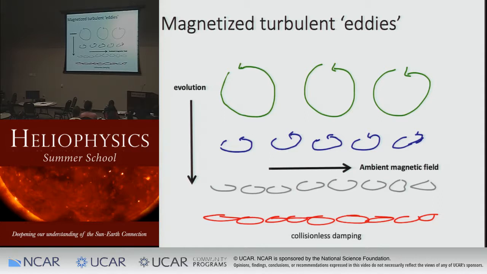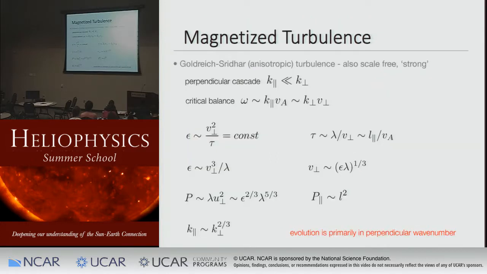So in a magnetized plasma, the eddies evolve. So again, we have the evolution in this direction, but they become more elongated along the magnetic field as they evolve to smaller scales. So in the end, you have a smaller wavelength perpendicular to the magnetic field and longer wavelengths along the magnetic field. And so there's a model for this too. There's a model originally, well, maybe not originally, but popularly due to Goldreich and Sridhar, which is a similar thing.